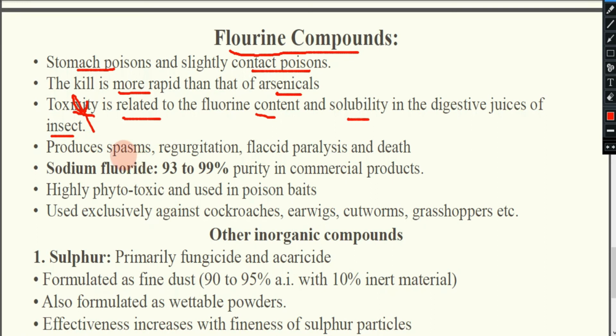Here also what will happen? The symptoms: spasm will be there, regurgitation will be there, paralysis will be there, and death of the insect will occur. What is the formulation here? Sodium fluoride. They contain 93 to 99 percent purity in the commercial product. These are highly phytotoxic, again used in poison baits, used against different soil inhabiting insects like cockroach, earwigs, cutworm, and grasshopper. For them, these are generally used.